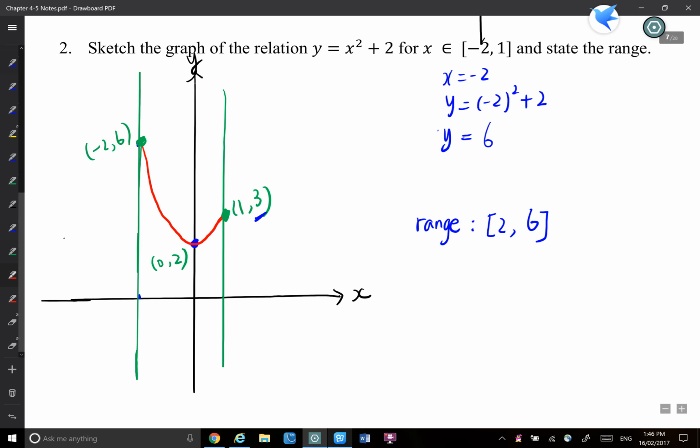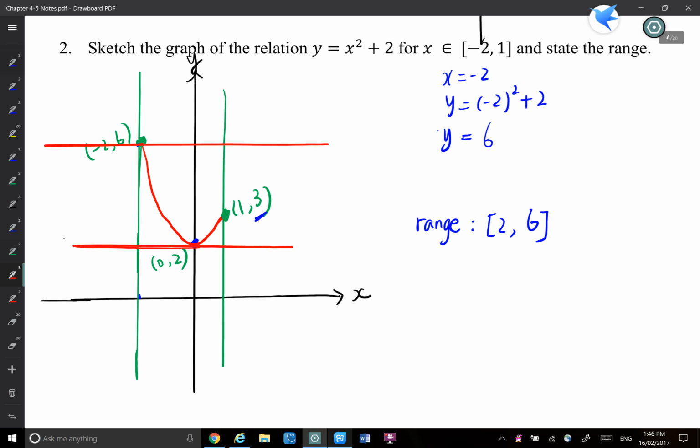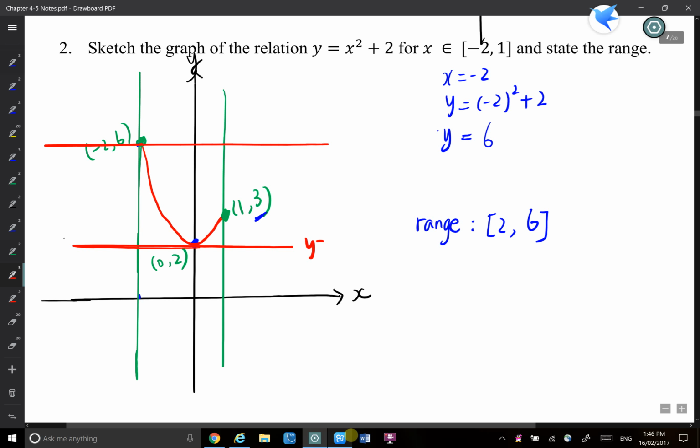Okay, if I sketch horizontal lines, that's my lowest value and that's my highest value. So my graph is actually in between those two horizontal lines. Those two levels are y equals 2 and y equals 6. So your y value will be in between 2 and 6.